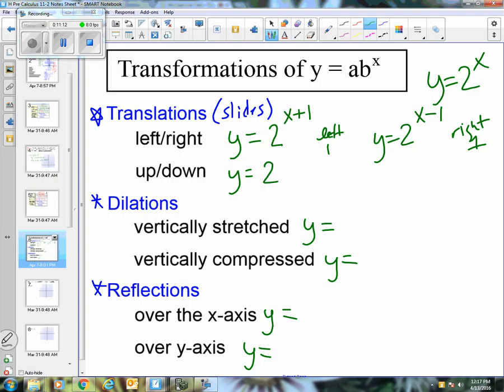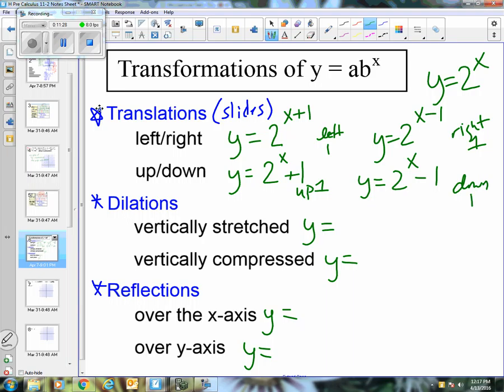So if I want to go up or down, it has to be outside. So if I do something like that, plus 1, that would be going up 1. Or if I wanted my graph to go down 1, that would be on the outside. That would be going down 1. So the add or subtract on the outside, that moves your graph up or down.